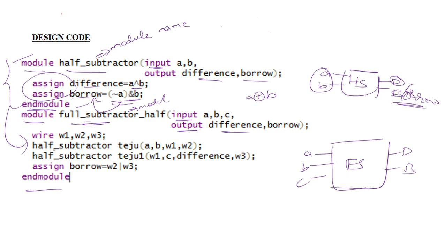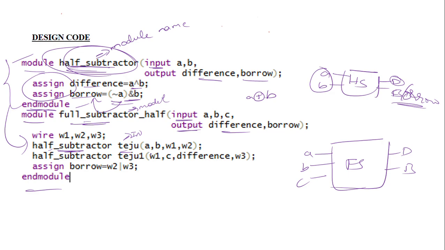Now see, half subtractor is our module name, meaning you have to instantiate this half subtractor in this full subtractor. So you write the module name of the half subtractor that you declared here. You simply write this half subtractor module name here and you have to give an instance name. You can use any name, your name or anything you want. There is no need for anything particular or specific.